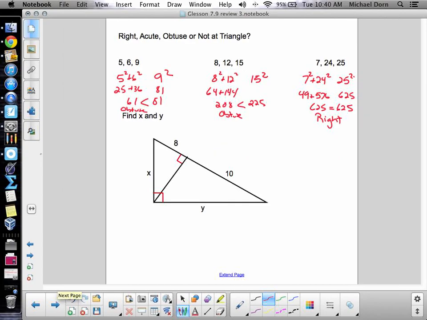Find x and y. Actually, I'll probably just give you one on the test. Let's just find x. All right? So again, three triangles. In fact, I think on the test, for the first one, I actually drew the three triangles right on the test for you to help remind you that that's how we have to set these up.